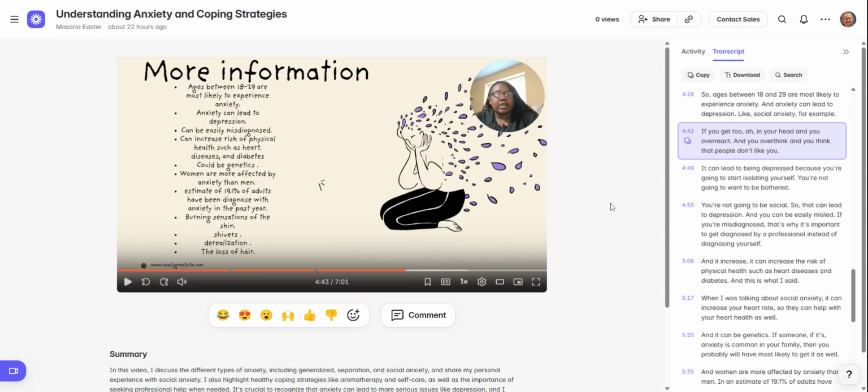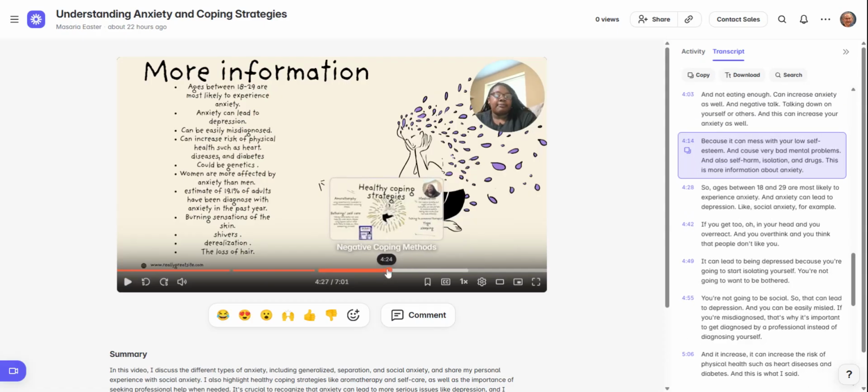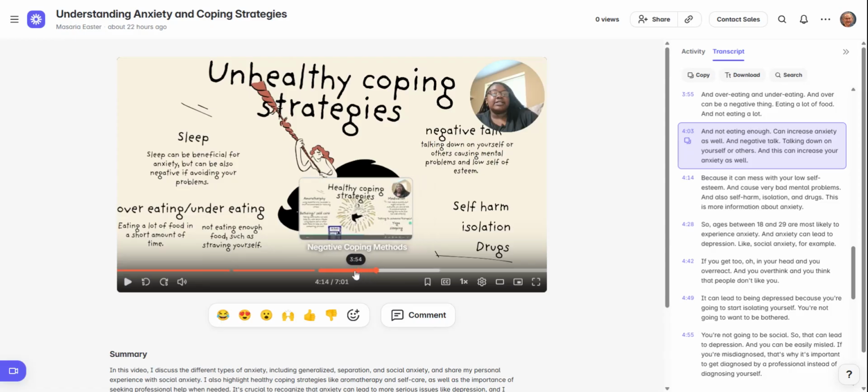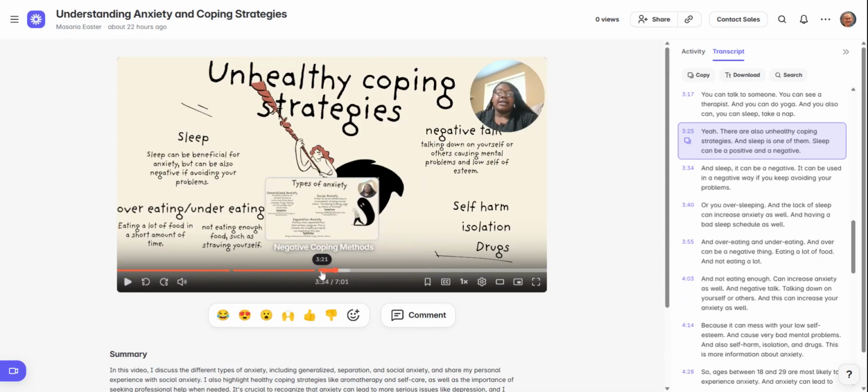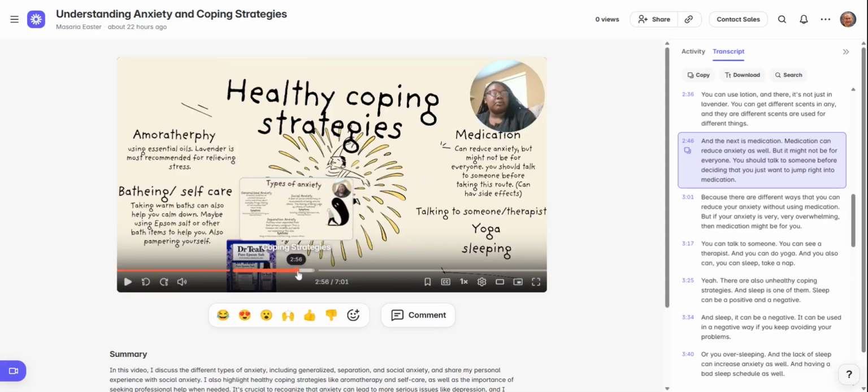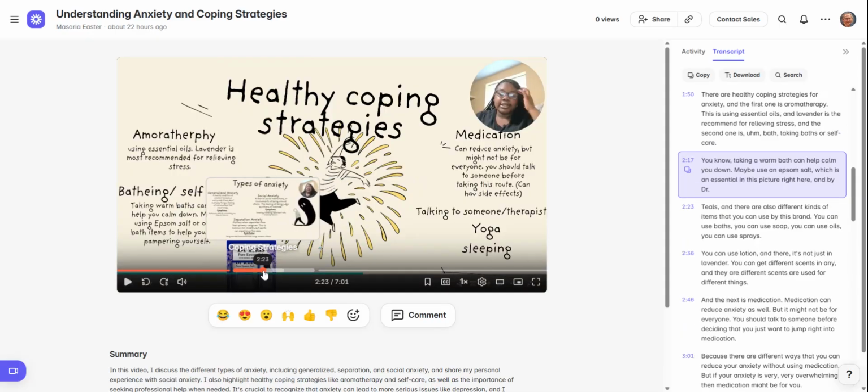And then there's more information with the loss of hair. I'm trying to find the healthy strategies, but I'm not getting them. Some of the healthy strategies continuing. You'll notice that bathing is misspelled.